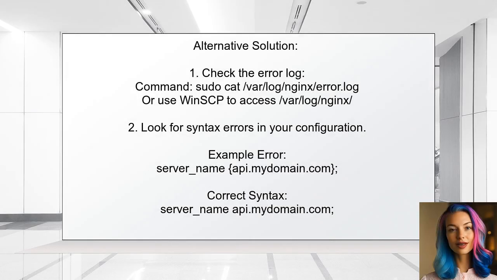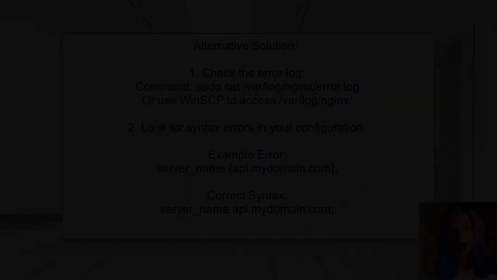One user suggests checking your error log for more details. You can do this by running the command sudo cat /var/log/nginx/error.log or using WinSCP to navigate to the log directory. In their case, they found a syntax error in their server configuration file.